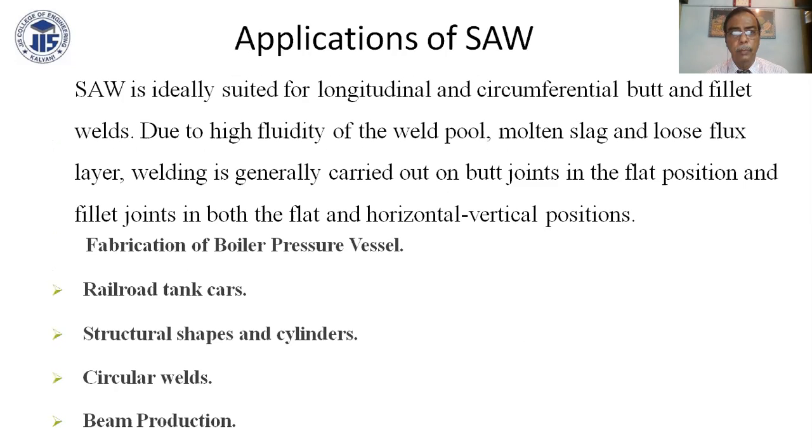These are the limitations. Application: submerged arc is ideally suited for longitudinal and circumferential butt joints. Due to the high fluidity of the weld pool and molten slag, welding is generally carried out on butt joints in flat positions, and fillet joints in both flat and horizontal positions. Fabrication of boiler pressure vessels, railroad tank cars, structural shapes and cylinders, circular welds, beam production. These are the applications of submerged arc welding.